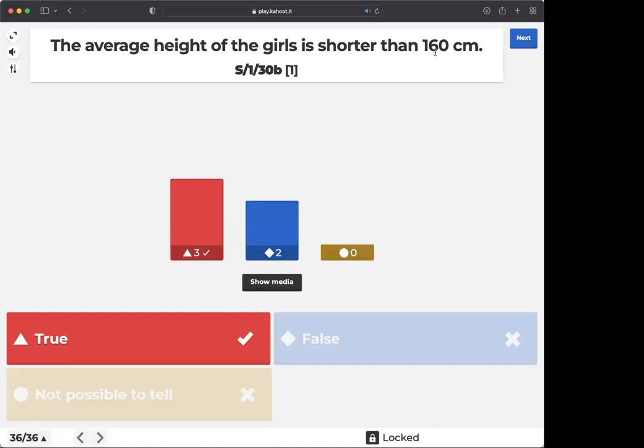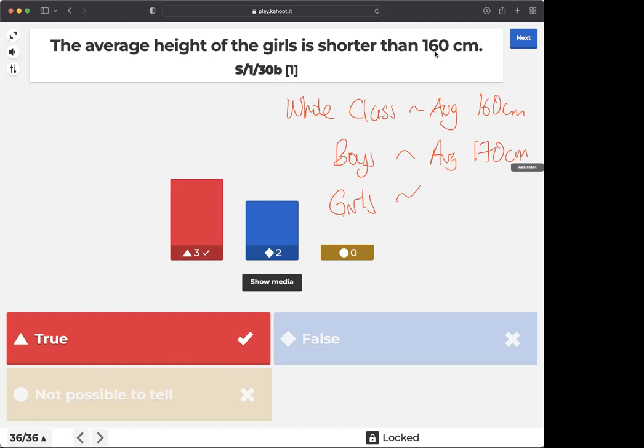Okay, so the whole class has an average of 160 cm. Then the whole class is made up of boys and girls. Boys has an average of 170 cm. For the class to have an average of 160, because the boys are already about 10 cm taller than the girls, if let's say there's the same number of boys and girls, your girls will definitely have to be less than 160 cm average. So in this question, the answer is true. Okay, the one student that got this wrong, do you understand why it's true now?